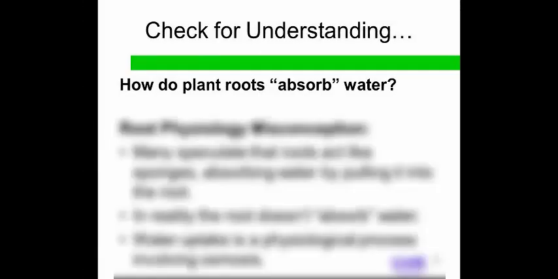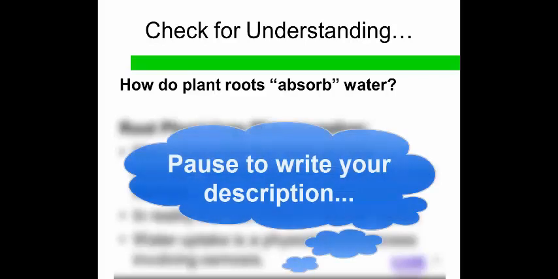How do you believe that materials, such as water, gain access to cells? How do plants absorb water? Pause this video as you consider the question and write a short paragraph that answers the question. If you are not sure of the correct answer, just explain your best guess. When you are finished, resume the video to learn more.